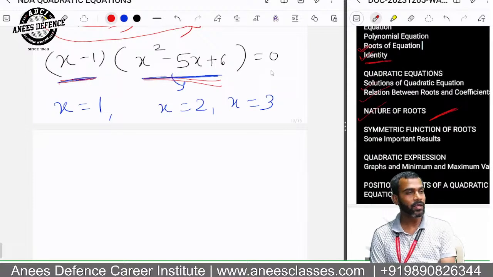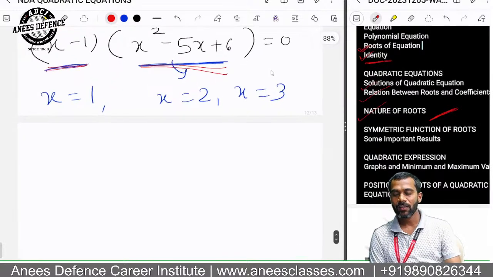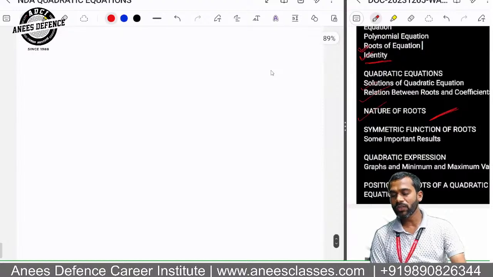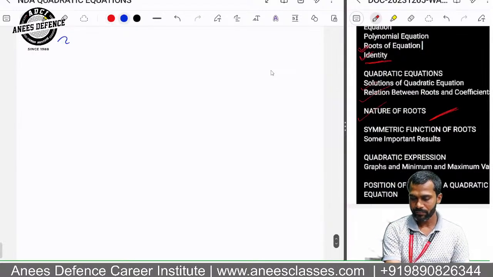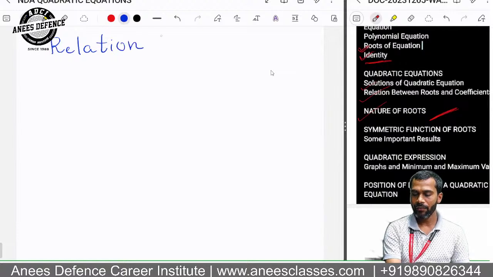Okay? Theory बहुत हो गया है कि नहीं कल से. So relation between roots and coefficients. Give the heading. Relation between roots and coefficients.